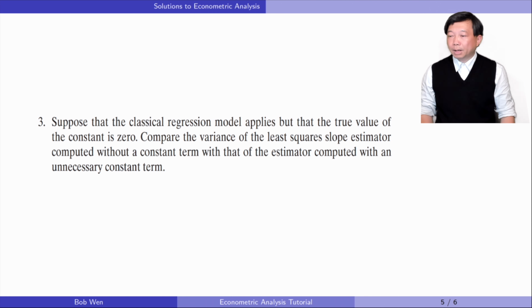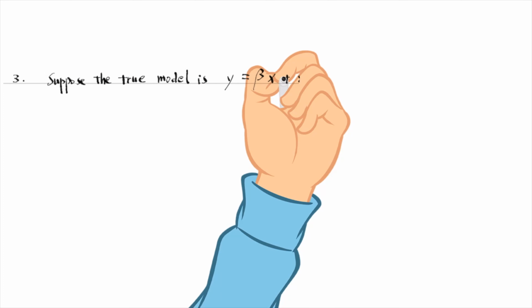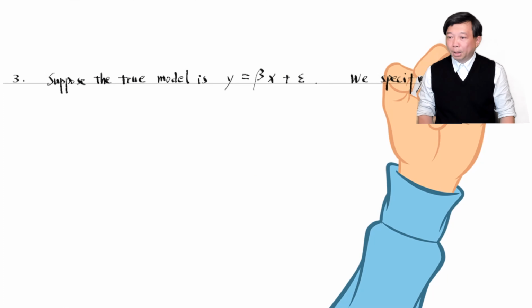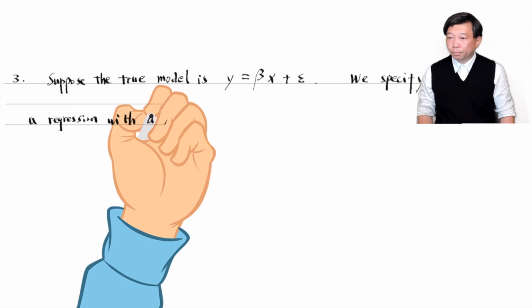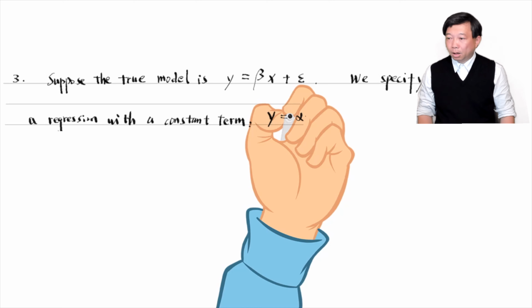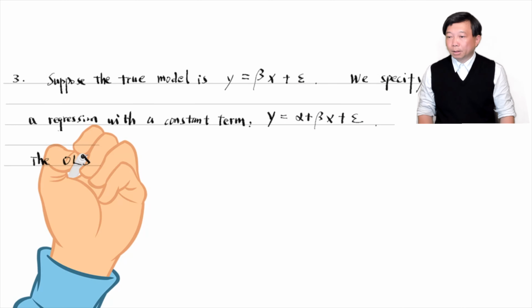Let's turn to exercise 3. Suppose the true model is y equals beta times x plus epsilon. There's no constant term. But we specify a regression with a constant term. The least squares estimator of the slope parameter beta is b.